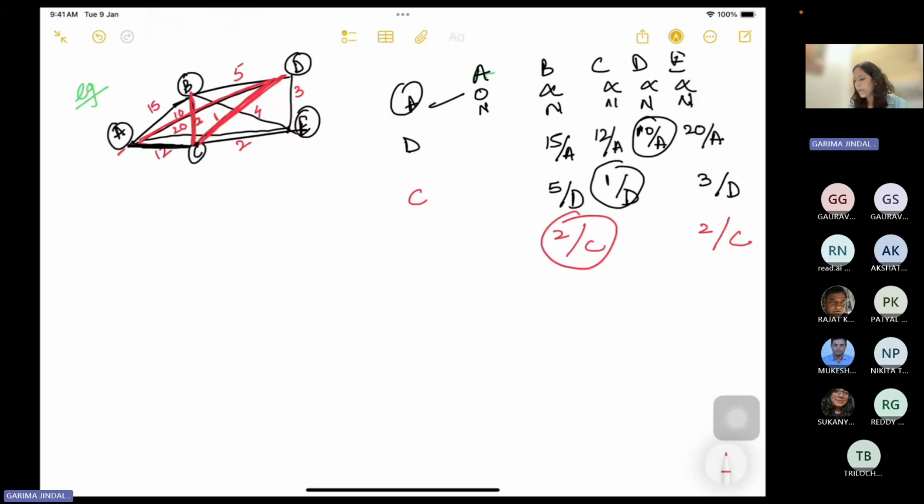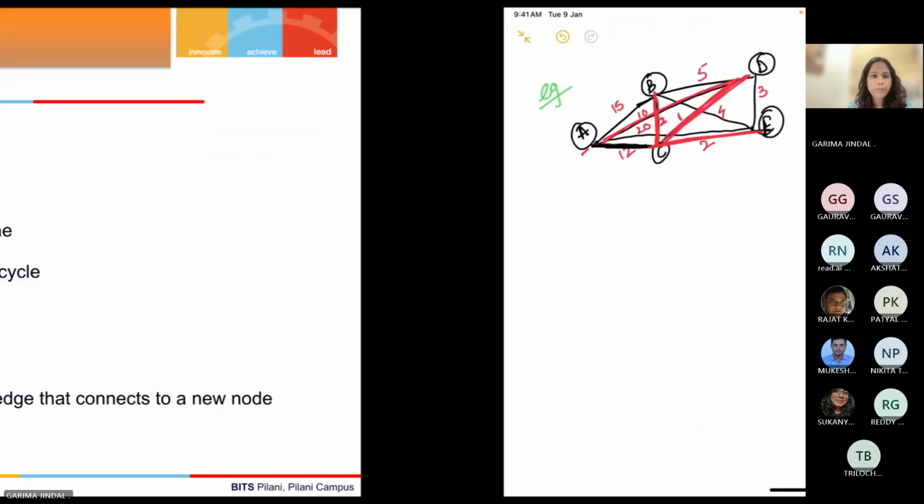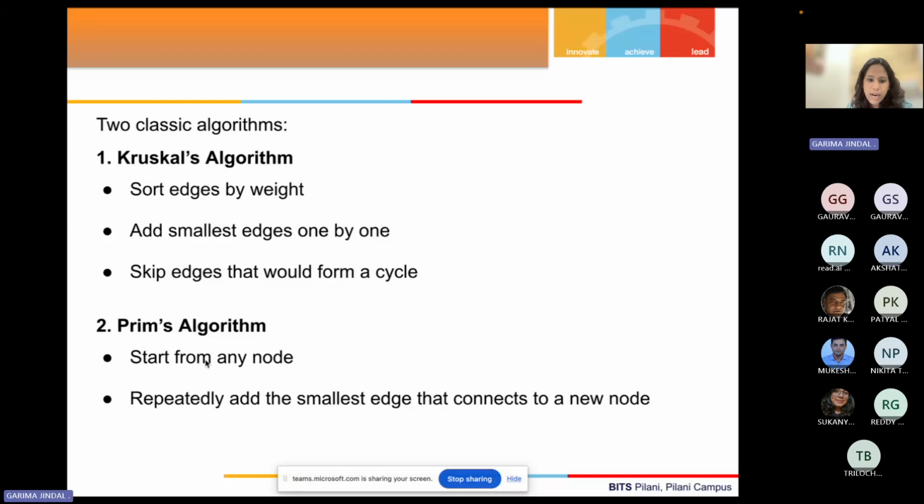Now next it will see what is the minimum cost to reach to E. That was from C, and this particular edge will be added. So this is the spanning tree that is built by Prim's algorithm, and this is Prim's algorithm. Is it clear to everyone? Any doubt in this algorithm? We start from a node and repeatedly add the smallest edge that connects to a new node.